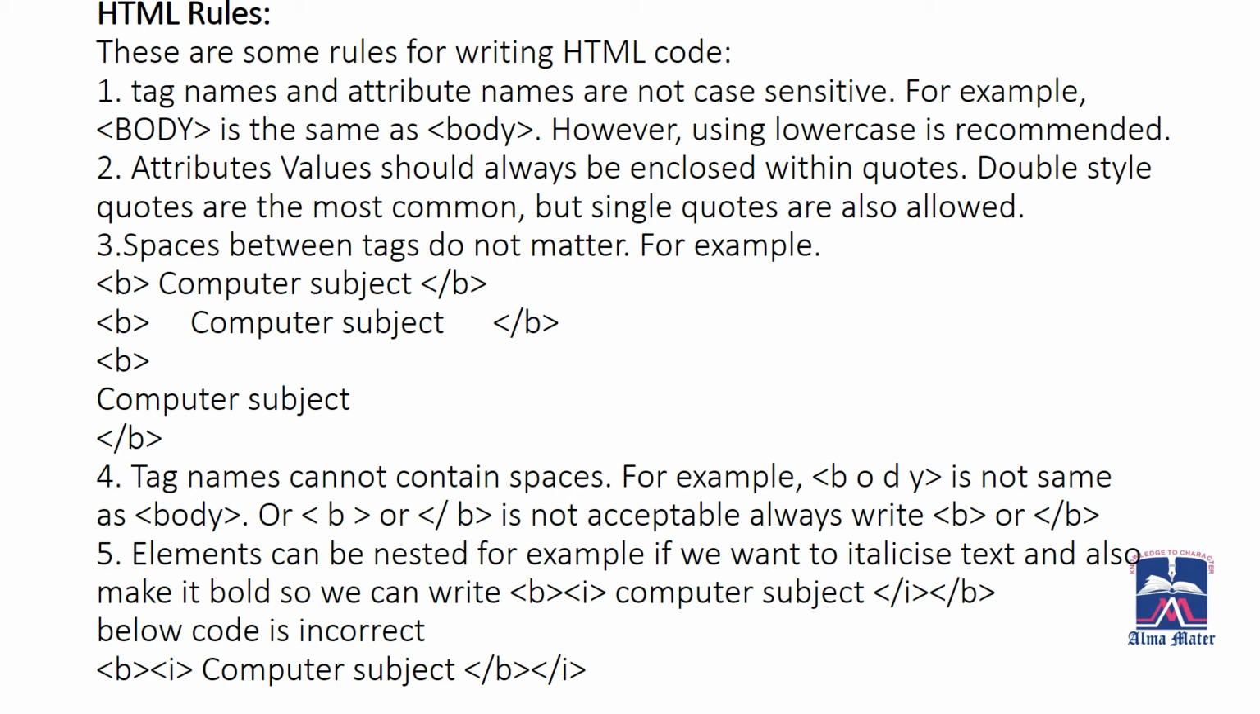Number 1. Tag names and attribute names are not case sensitive. You can either write in uppercase or lowercase. What does upper and lowercase mean? For example, you can write any word in a capital form or in a small alphabetical form. For example, on tag of body in uppercase is the same as lowercase body. However, it is recommended to always use lowercase. मतलब small alphabet use किया करें.